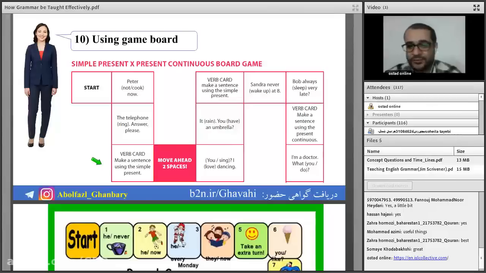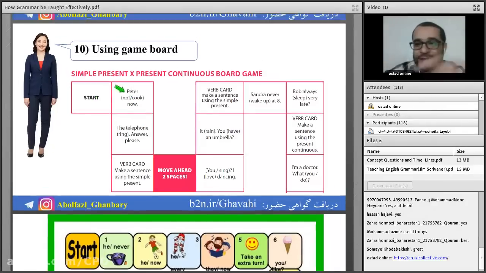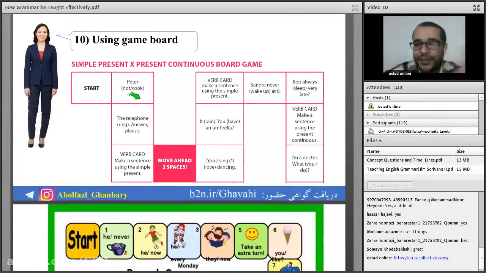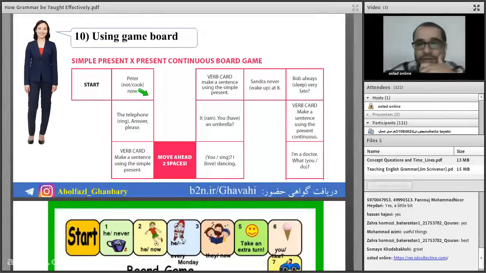game board for grammar and download and make a copy for each group of your learners in the classroom and distribute them and ask them to just play a game and enjoy being in the classroom. And by doing this puzzle, doing this game, they'll learn the structure effectively.